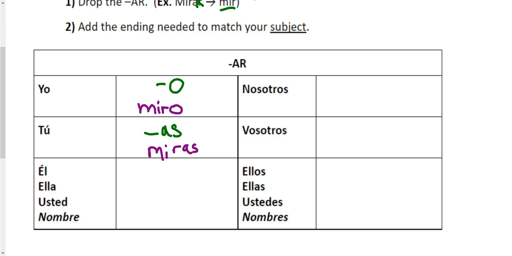For él, ella, usted, my ending is a. Stay color coordinated here. A. So my verb would be mira, M-I-R-A. For nosotros, I'd have amos, which would mean I get miramos.